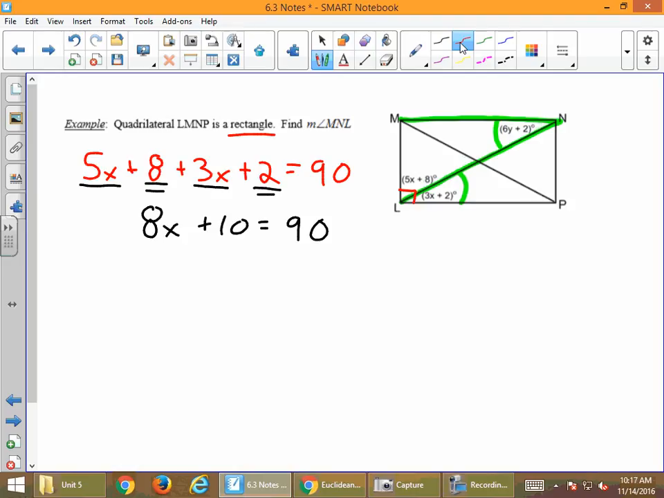Start solidifying here. What do you want to do first? What do we got? Subtract 10 minus 10, he's gone. 8x is equal to 80. That's pretty nice. You know we're going to divide by 8. x equals 10.